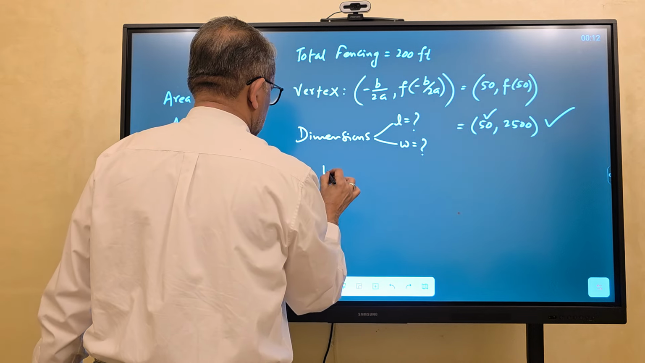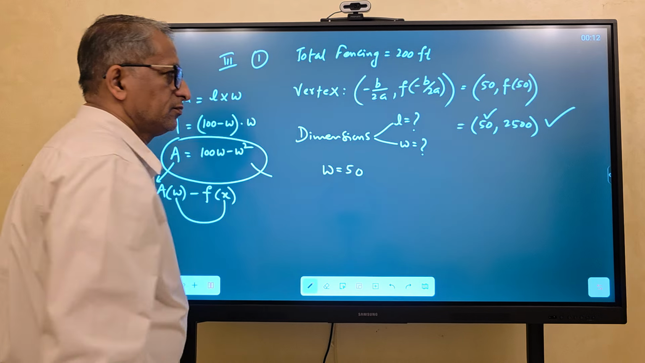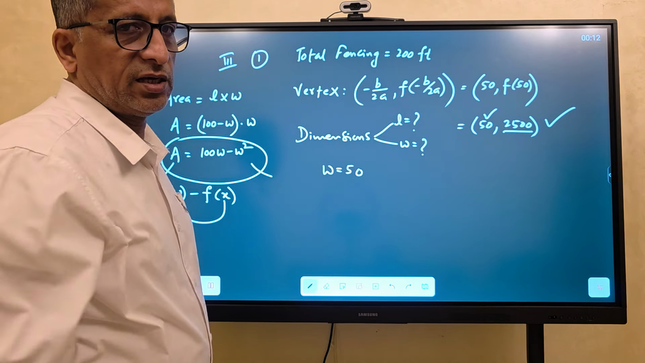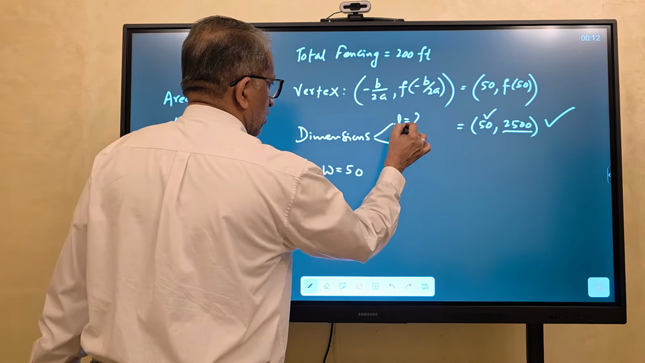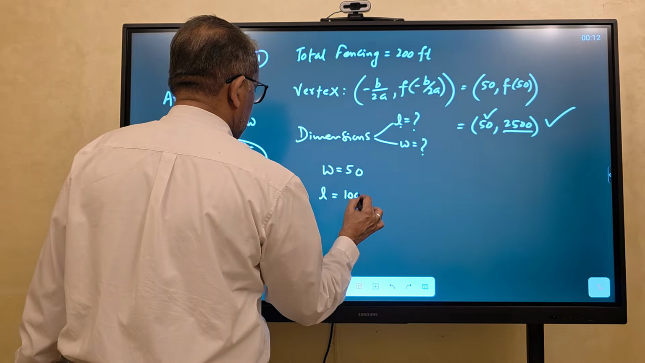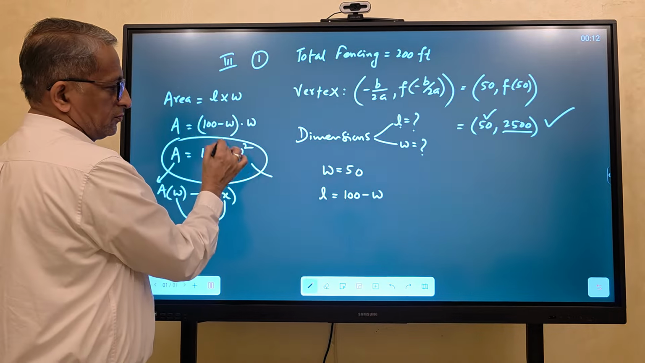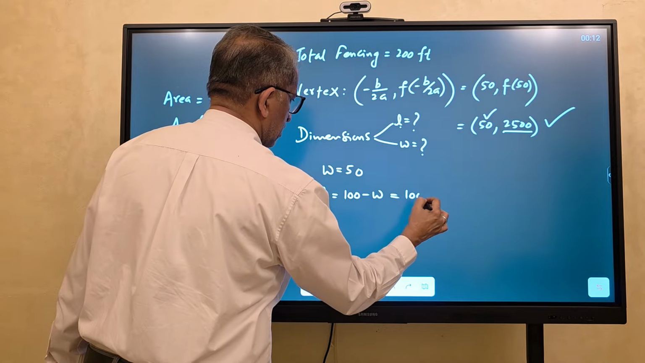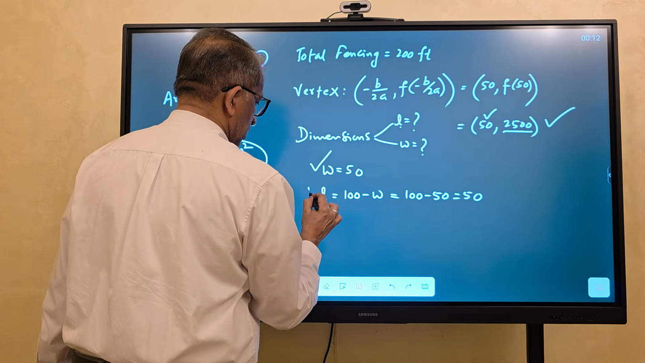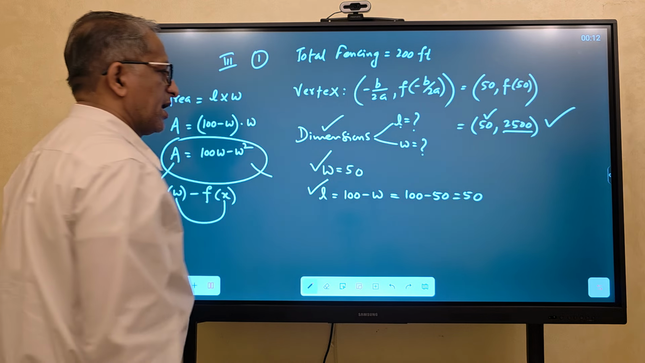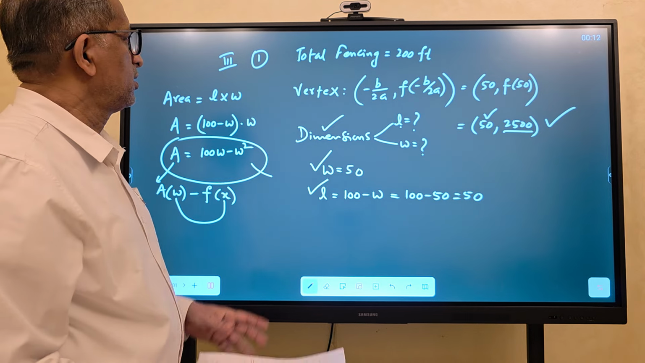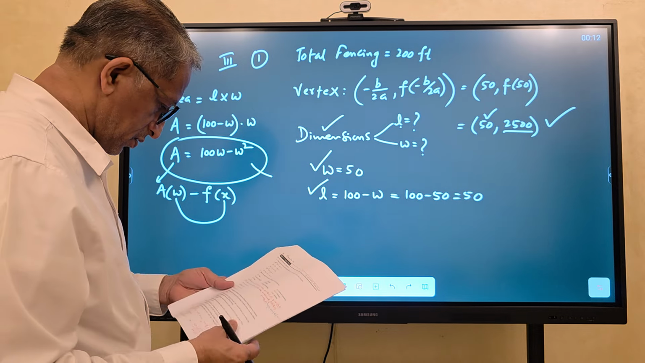W I got here, so W equal to 50. And this is the maximum area. And I want L. What is the formula here? L is 100 minus W. Just put this. So 100 minus 50, that is 50. So width is 50. The length is 50. These are the dimensions of the rectangle. This is how we solve example number 1.